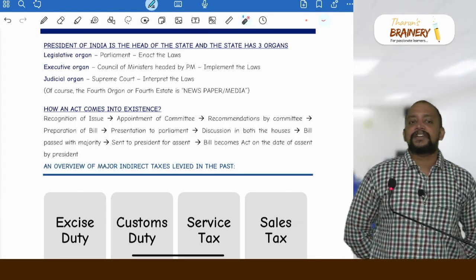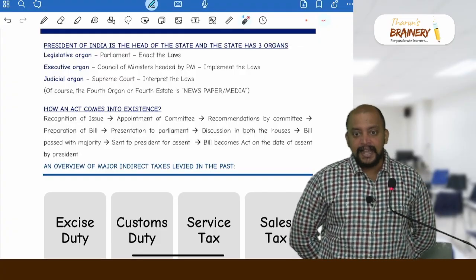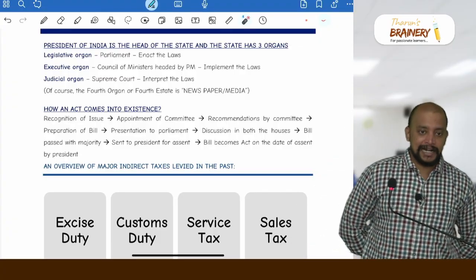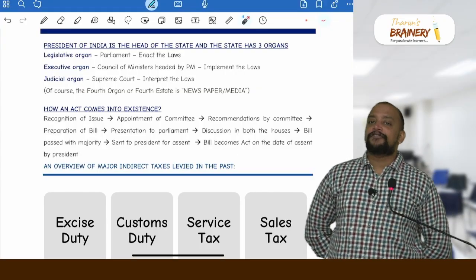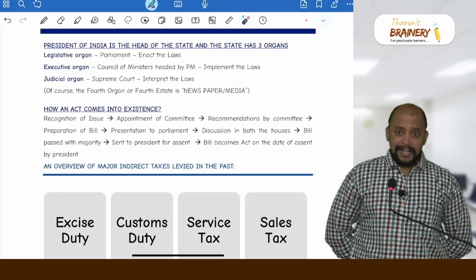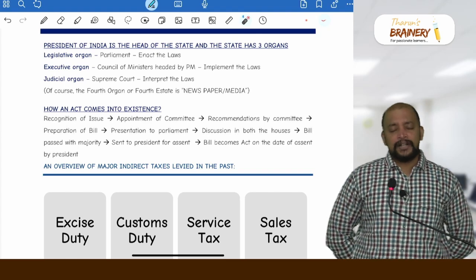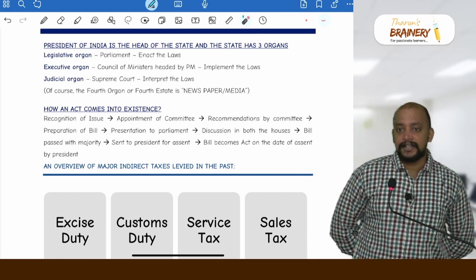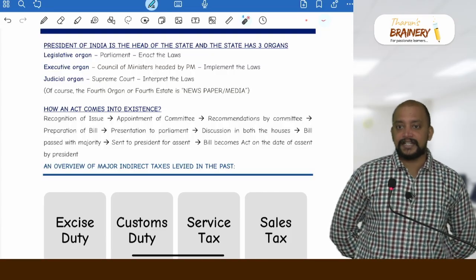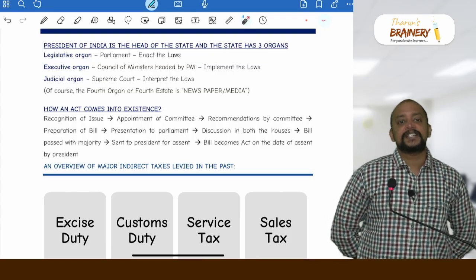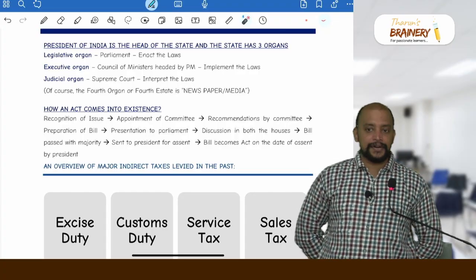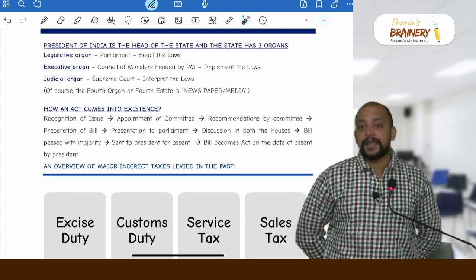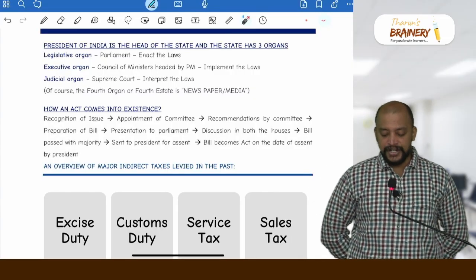So when we say legislative organ, we are referring to Parliament, both houses, the upper house and lower house, that is Rajya Sabha and Lok Sabha. In the case of the executive organ, we are referring to the cabinet and ministries. For example, for tax, it is the Ministry of Finance. If it is the Companies Act, it is the Ministry of Company Affairs. Depending upon the law, the respective ministry will be applicable. They are called the executive organ. Judiciary organ means courts, that is Supreme Court, High Court, district courts, and tribunals.